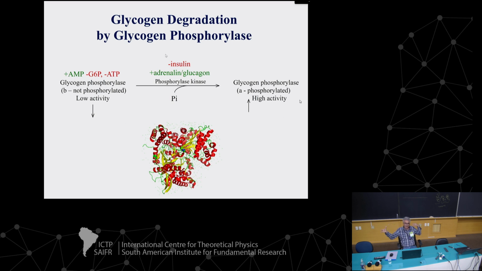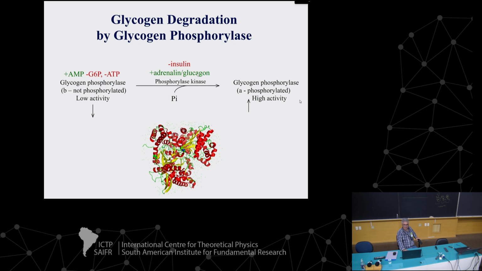So this protein, it's a dimer, actually. I'm showing a monomer here. This is one subunit. It's usually a dimer. And it has an allosteric mechanism, just like I was mentioning in hemoglobin. And its activity is controlled at several different levels: ATP, AMP, glucose 6-phosphate, insulin inhibits it, adrenaline and glucagon activate it, etc. It's controlled at a whole bunch of different levels, okay?